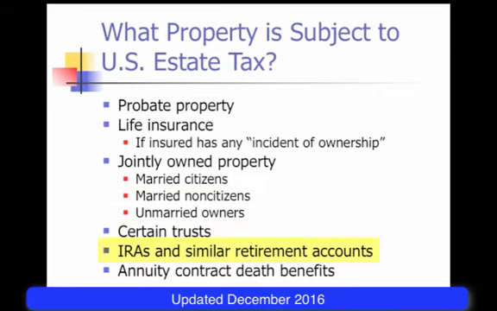IRAs and similar retirement accounts are included. Death benefits under annuity contracts that you own are included. So one way to think about it, of course there are exceptions to this, but one way to think about it is that pretty much any property that passes to somebody else as a result of your death should be thought of as perhaps includable in your estate. Chances are very strong that they will be.